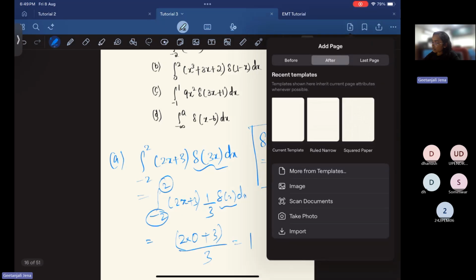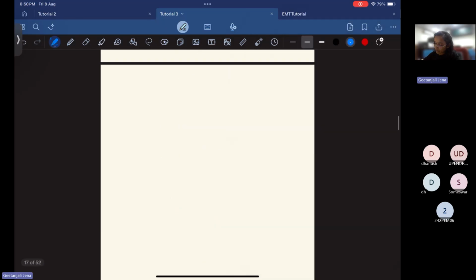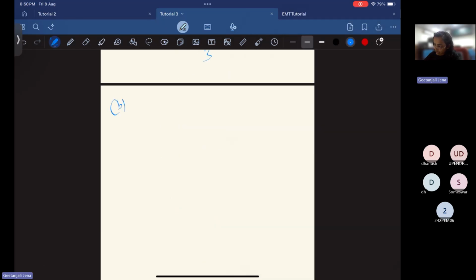For the b part, let me write b: the integral from 0 to 2 of x cube plus 3x plus 2 delta 1 minus x dx.